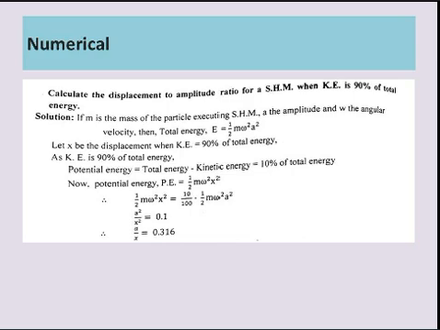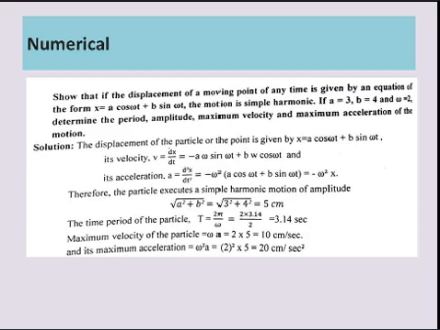Just you need to write the equation. Potential energy, mathematical statement is half m omega square x square, and total energy is half m omega square a square. So half gets cancelled, m cancels, omega square also cancels. We are remaining with a square upon x square equal to 0.1. So when we solve, taking square root of both sides, we get a by x is equal to 0.316.